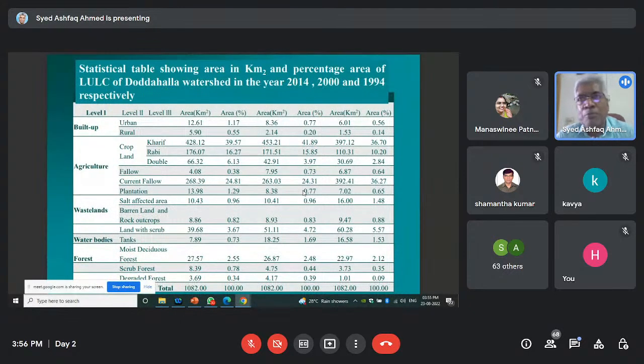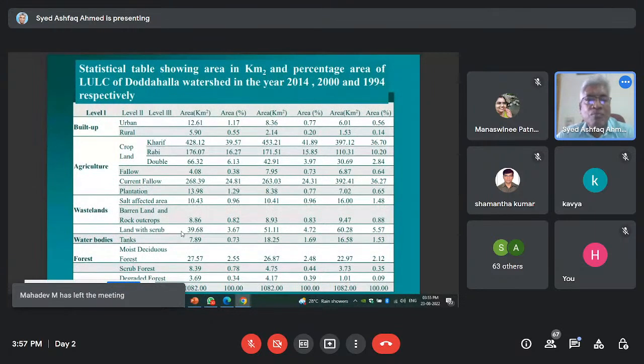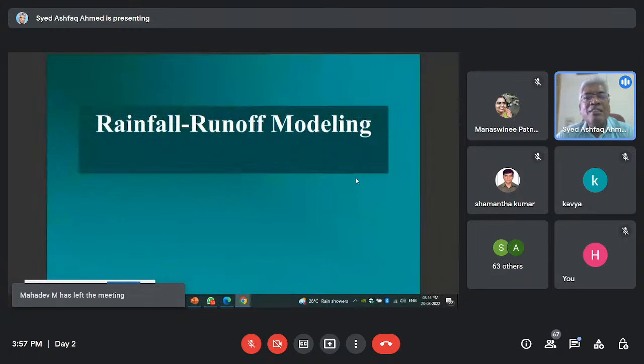Once these maps are prepared, only then do our water resources applications come in. We have done all the maps here: the land, built-up land, agriculture, wastelands, water bodies, forest, everything we have mapped here. After mapping, our next step is watershed management.